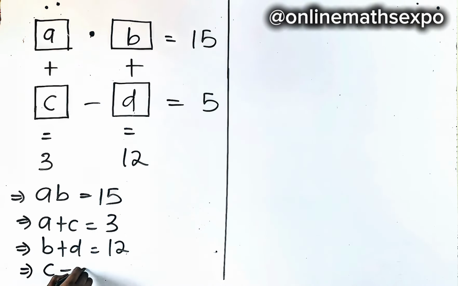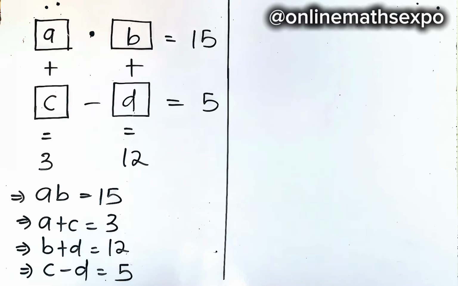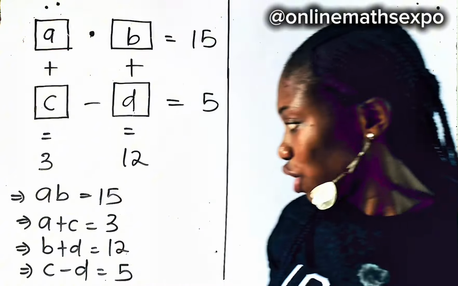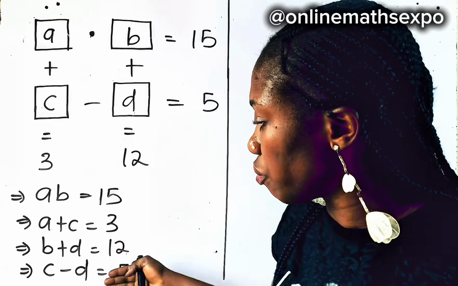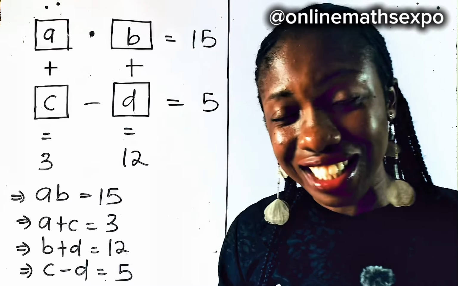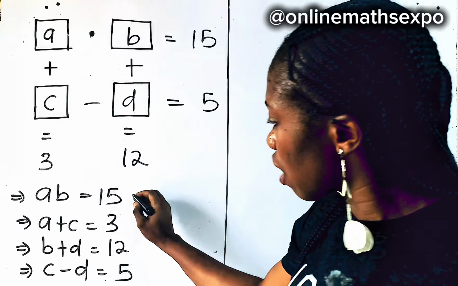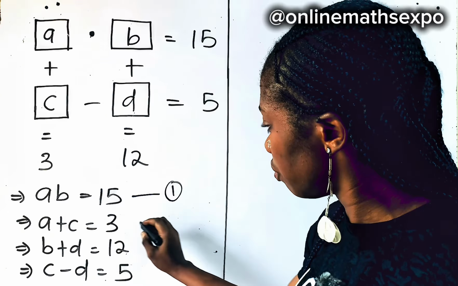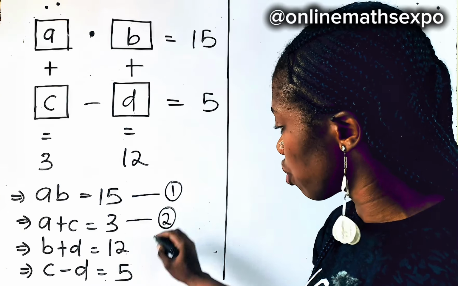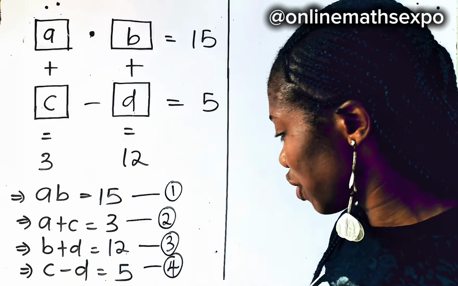Now, these are the possible statements we can generate from this puzzle. So what do you do? What does this remind you of? You see that since you are working with different variables and leading to different equations, we call it a system of equations. So let me teach you how to solve that. So we can call this equation 1. This is equation 2. This is equation 3. And this is equation 4.